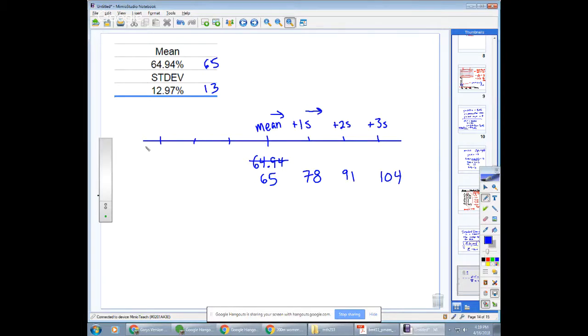We want to go the other direction now, too. We want to take the standard deviation away from the mean. So subtracting 13 once, I get 52. So that's minus 1 standard deviation to the left. I'm going to go 2 standard deviations to the left, so subtract 13 again, and I get what? 39. And subtracting 1 more time, we get 26.